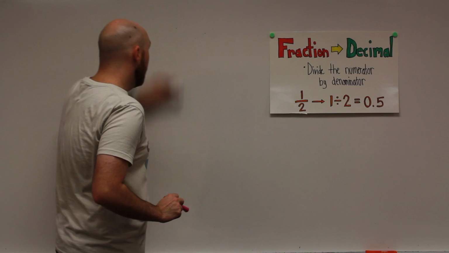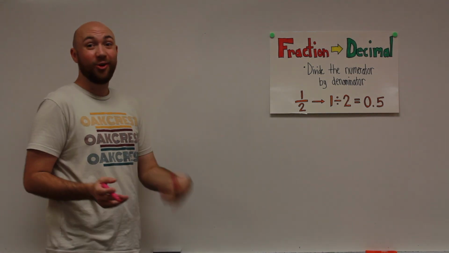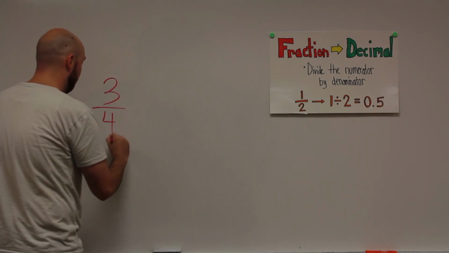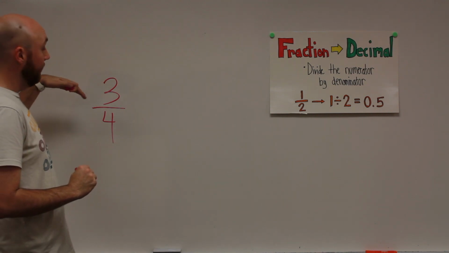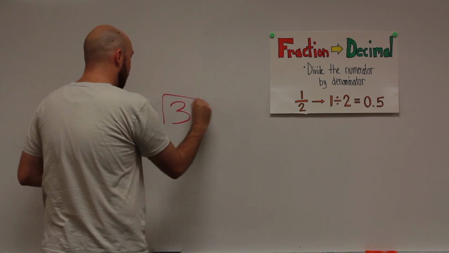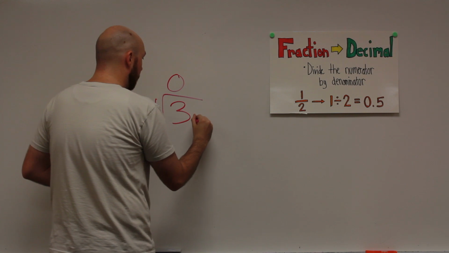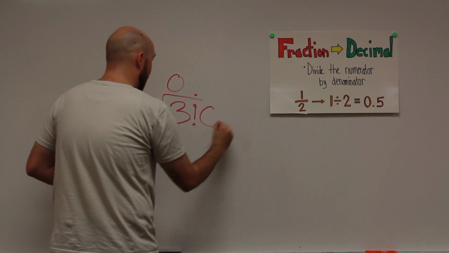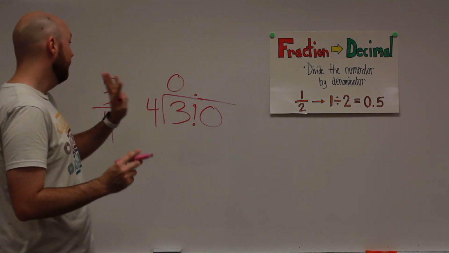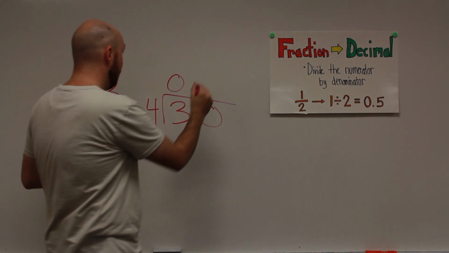Let's do another benchmark fraction that we should know, and if not, we'll be working with them so much that you will have these memorized, right? So 3/4, let's do 3/4. Okay, divide the numerator by the denominator, so I'm dividing 3 by 4. Okay, 3 on the inside, 4 on the outside. 4 does not go into 3. Mark my decimal, move it up, add a 0, right? 4 goes into 30, 4, 8, 12, 16, 20, 24, 28, right? 7 times.